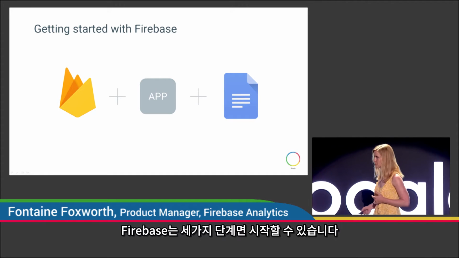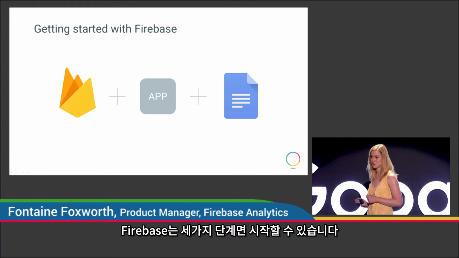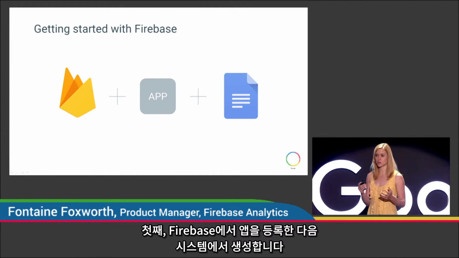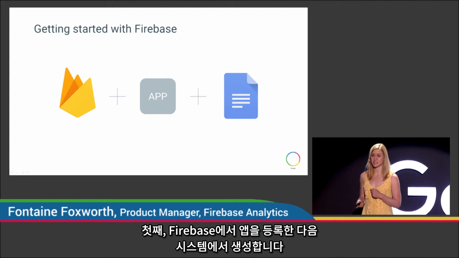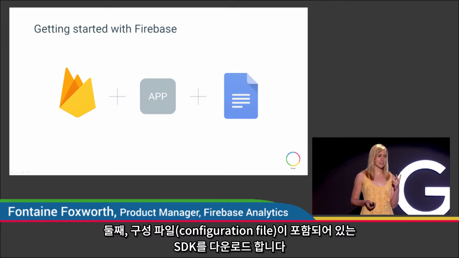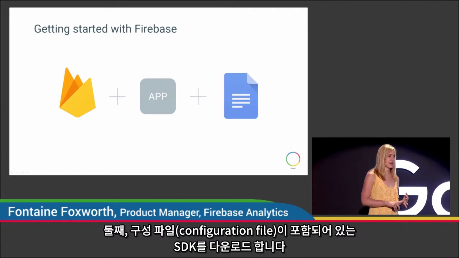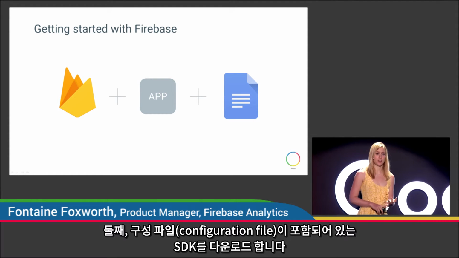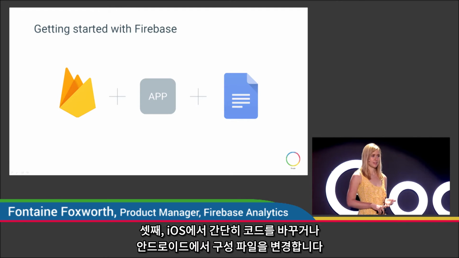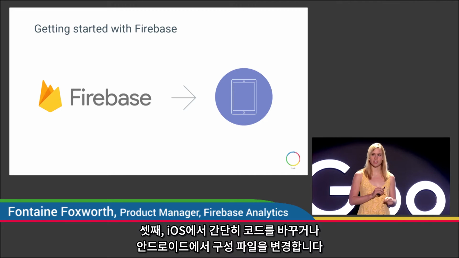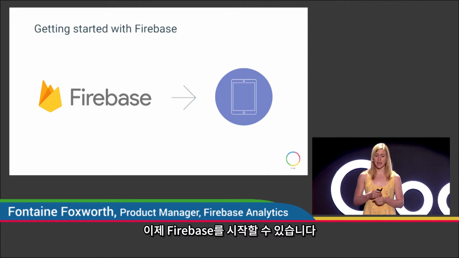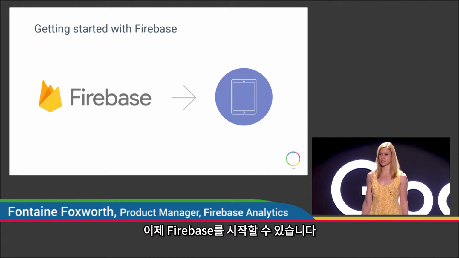Now, getting started with Firebase is as easy as 1, 2, 3. The first step is going into Firebase and registering your app, generating that app in our system. The second step is downloading the SDK, and you'll get a configuration file with it. And then the third step is a single line on iOS and a change to that configuration file on Android, and you're up and running with Firebase.